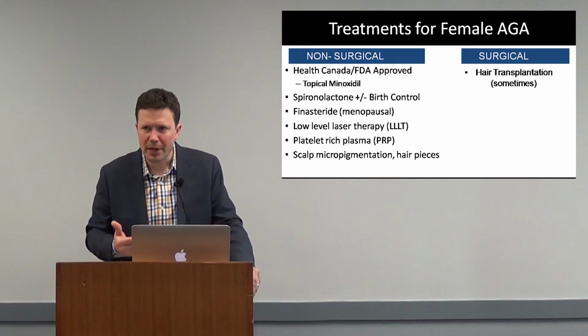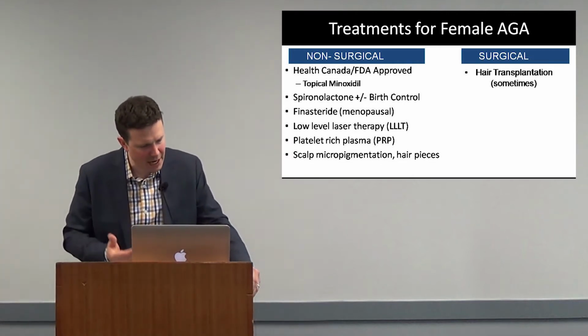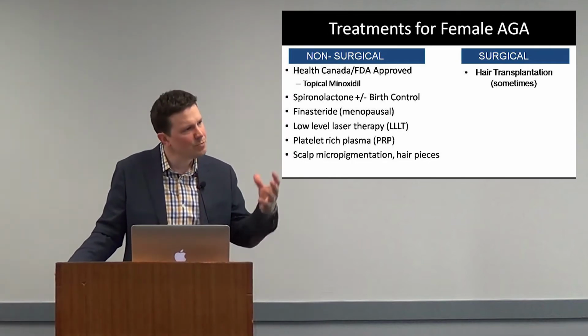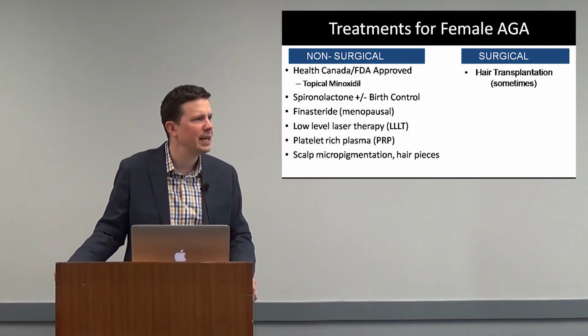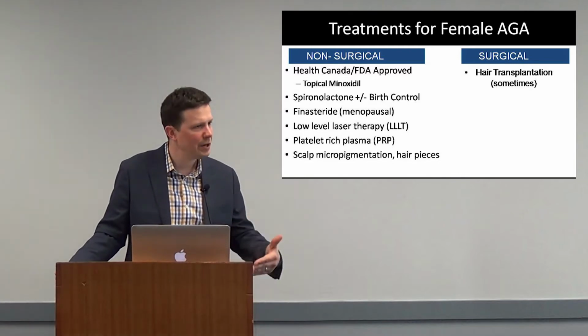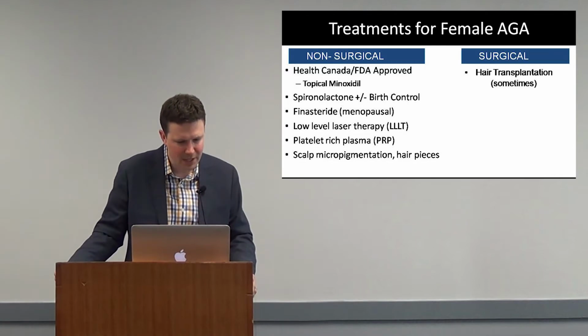Dizziness, changes in libido, and hair shedding can occur initially. Breast tenderness and changes in mood can occur. So it's important to be aware of how to prescribe spironolactone. We typically begin at 50 milligrams a day, working up to 100 milligrams twice a day, slowly over time.